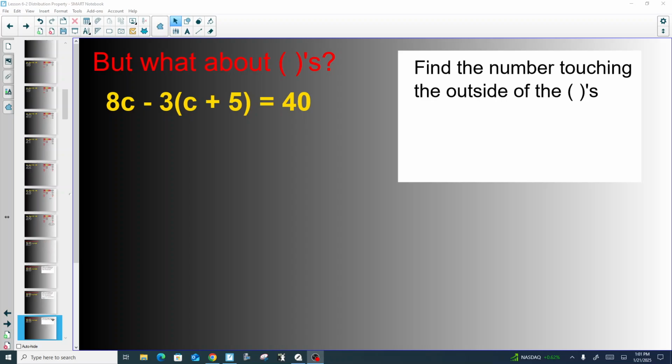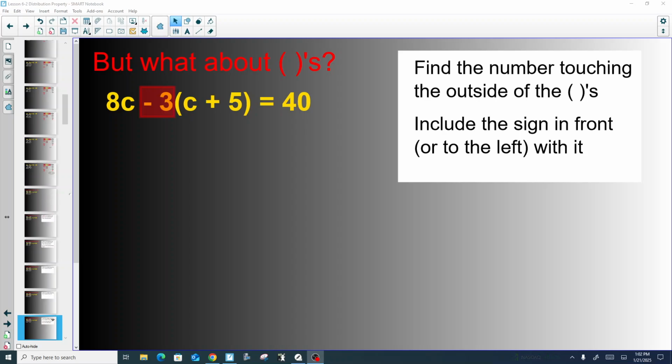So find the number that's touching the outside of the parentheses. In this case, I see that 3 right there. So I'm going to take that, but I'm also going to take the sign in front of it, or literally to the left of it. Okay? That is a minus sign. But for this step of getting rid of the parentheses, we're going to consider that minus sign a negative. If it was a plus sign, we would consider the number a positive.